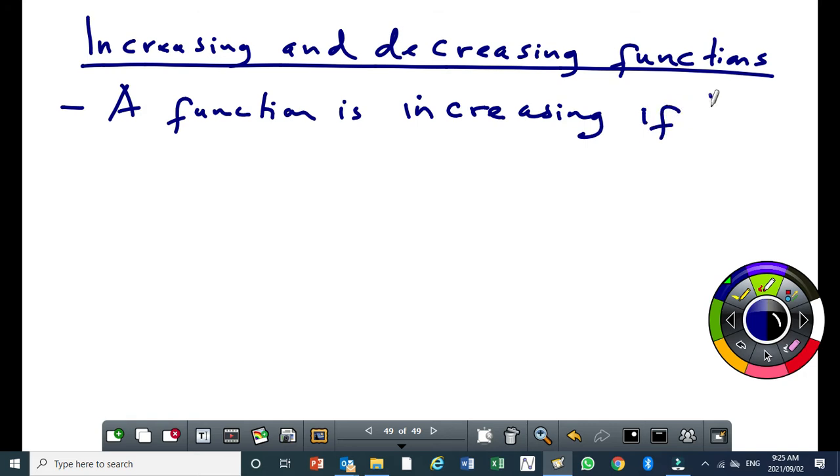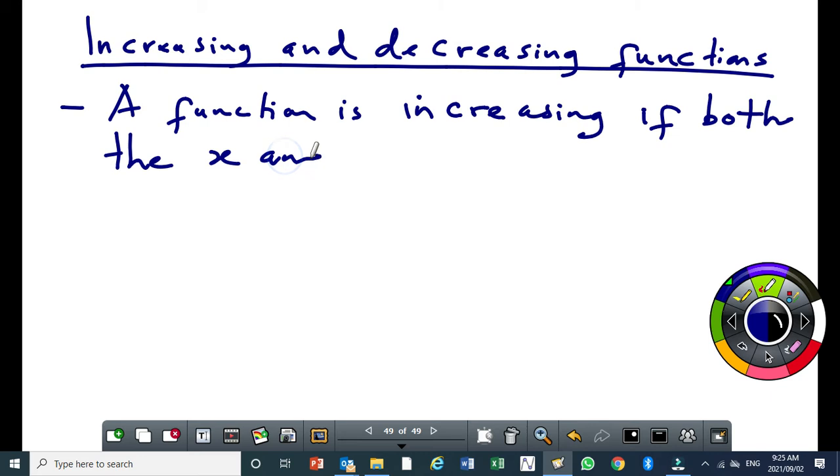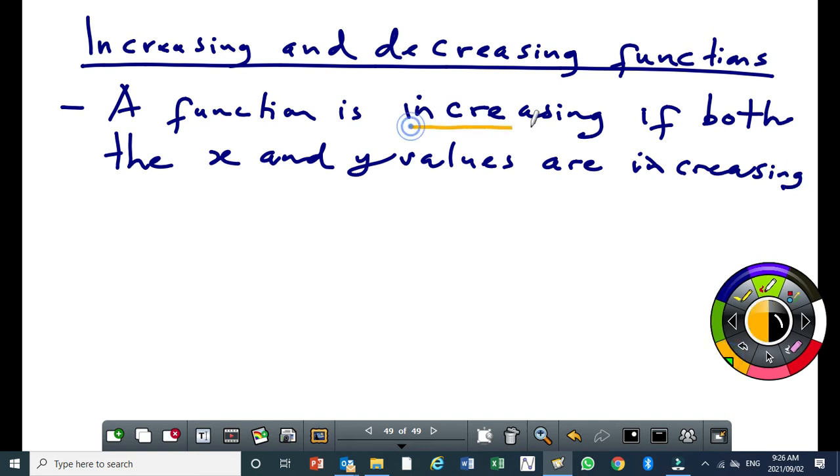if both the x and y values are increasing. Okay, so a function is increasing if both x and y are increasing.